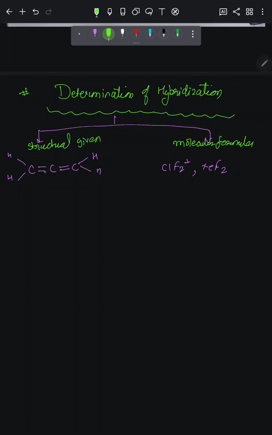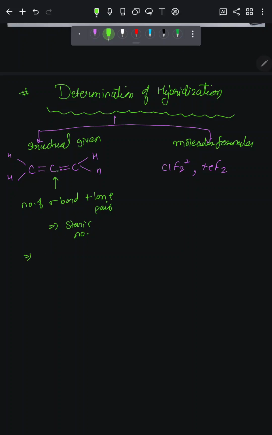So for calculating the number of hybridization or steric number, we count the number of sigma bonds present on a carbon. If you want to calculate the steric number of this carbon, then we count the number of sigma bonds plus lone pairs. So the number of sigma bonds plus lone pairs will give you the steric number.